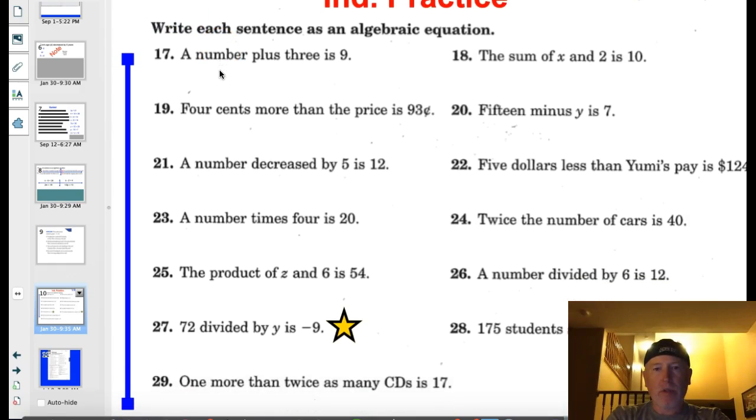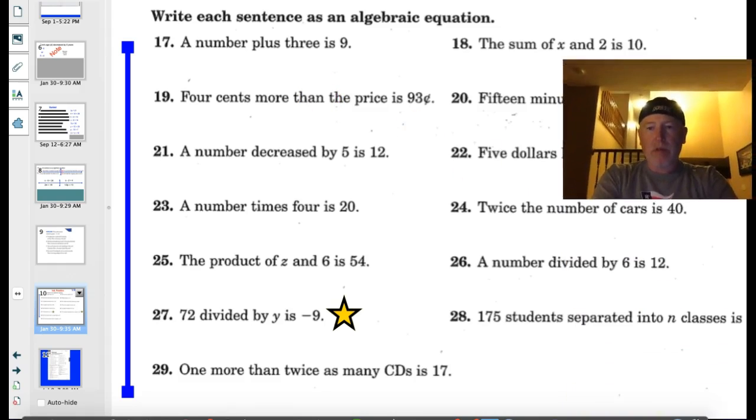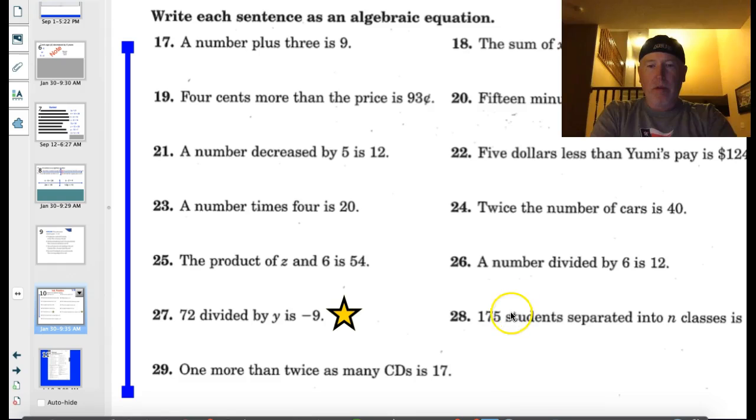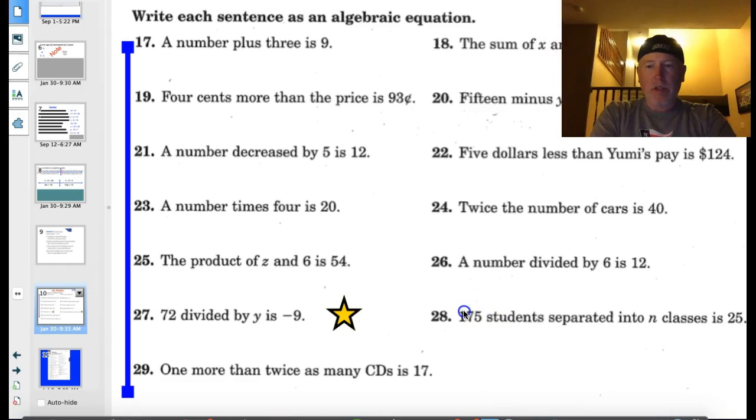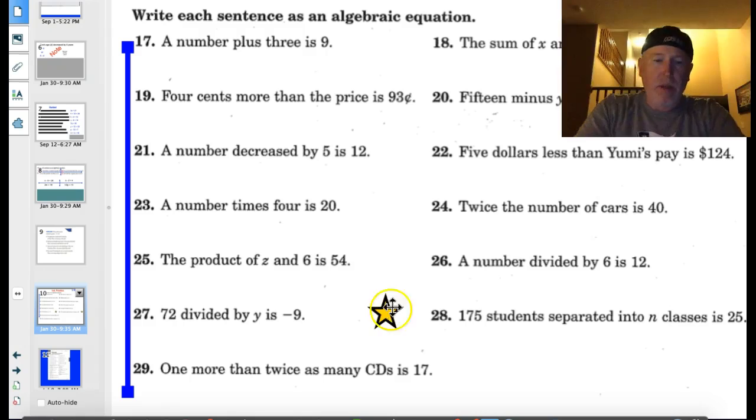Okay, let me just put this up here then. Put myself up top so you can see those last couple. Slide this just a touch. There you go. These two here, 27 and 28, are kind of challenge ones.